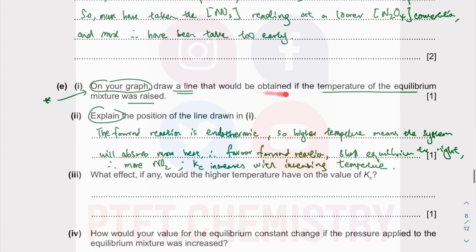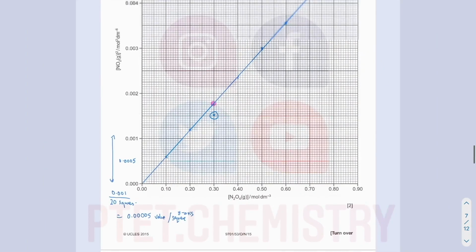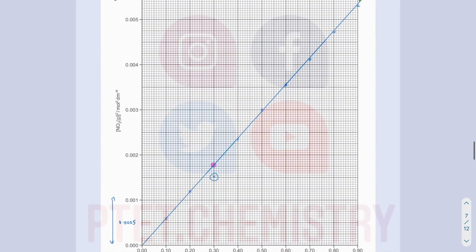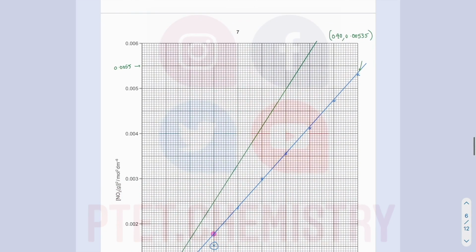So the line that you obtain at a higher temperature for this reaction, which is endothermic in the forward reaction, we will expect the gradient to be more positive. So I could draw a line. It does not matter really, as long as I show a more positive gradient, that should be alright. So that one is for higher temperature.